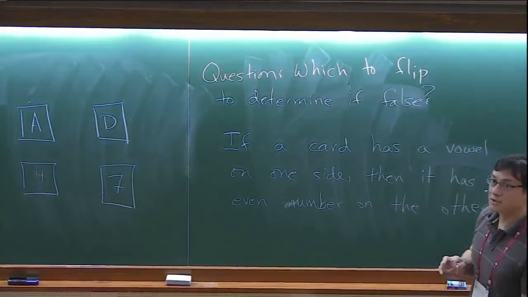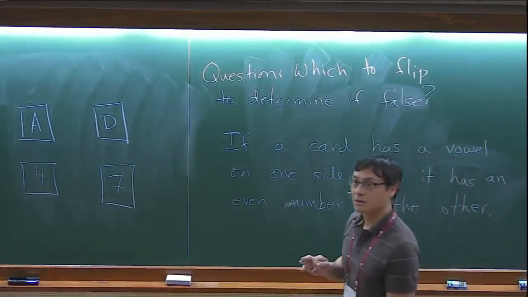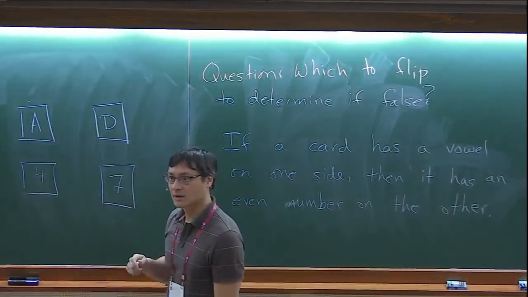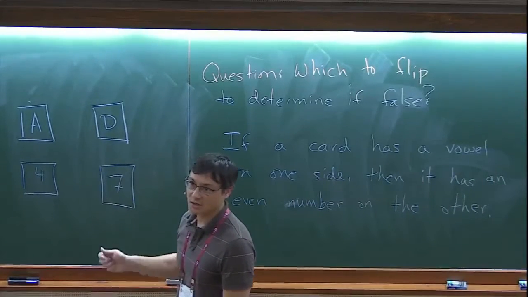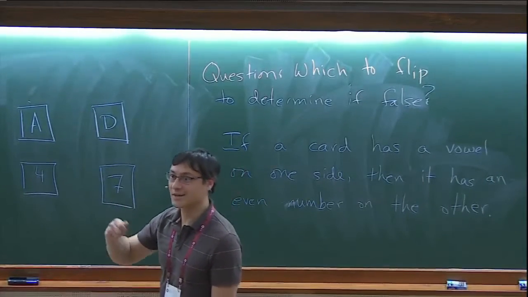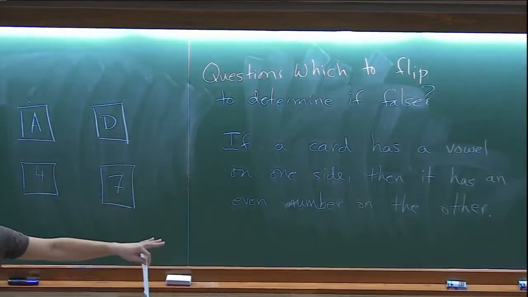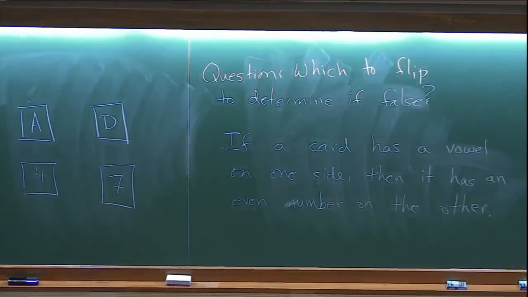How many numbers? The numbers could be anything, the letters could be anything. All that you know is that each card has a letter on one side and a number on the other, and you want to test that proposition.